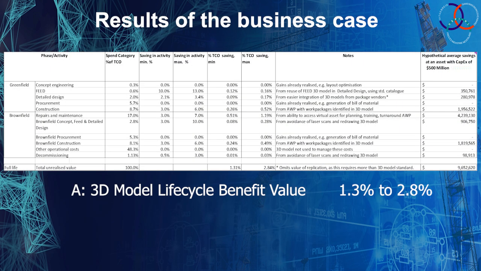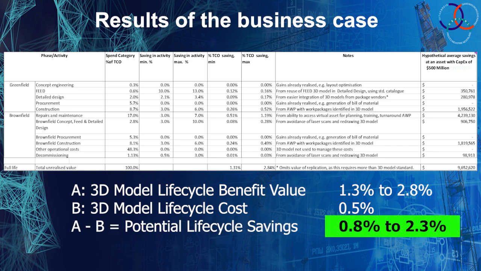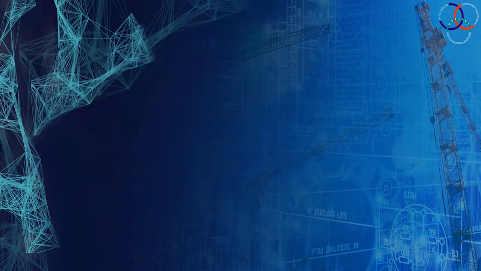The unrealized value of the facility 3D model is estimated to be between 0.8% and 2.3% of the asset lifecycle cost, including both CapEx and OpEx. Standardization is a key enabler of unlocking these value pockets.